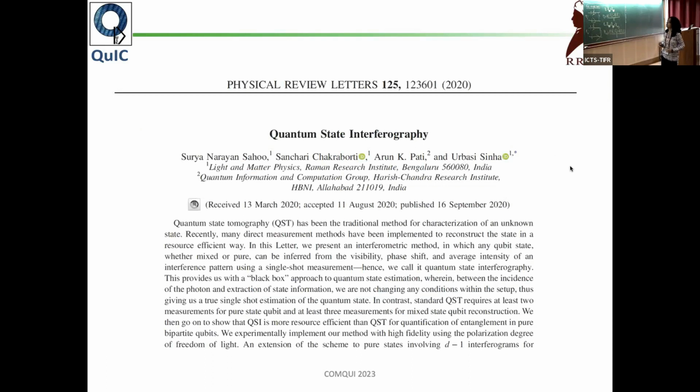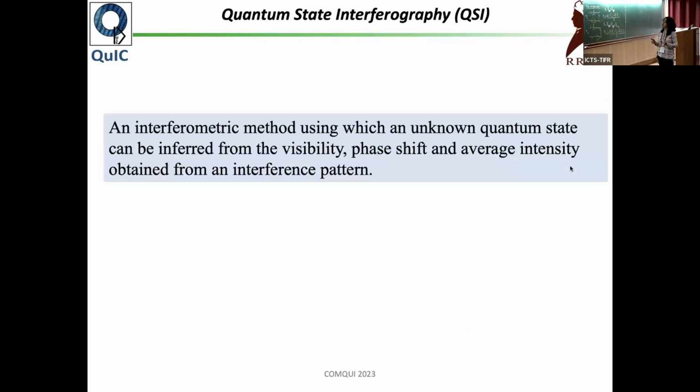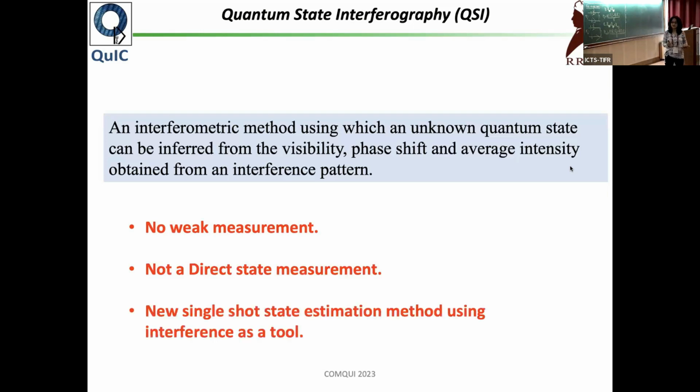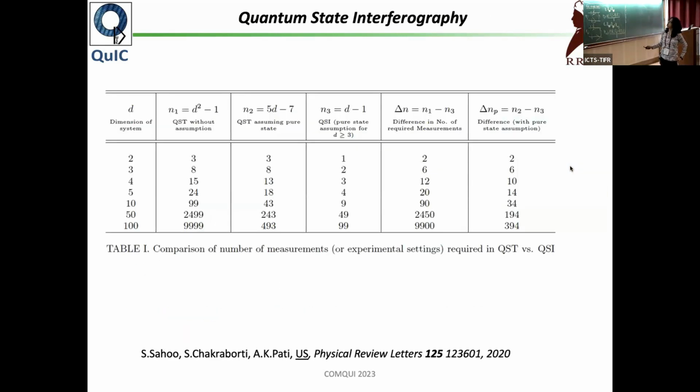So this is our work, where we have come up with an interferometric method with which an unknown quantum state can be measured from the visibility, phase shift, and average intensity of an interference pattern. There is no weak measurement. It is not a direct state measurement. Essentially, it is a single-shot state estimation method using interference as a tool, adding to the already large literature using these ideas. So this is a snapshot. It tells you how it compares with tomography.